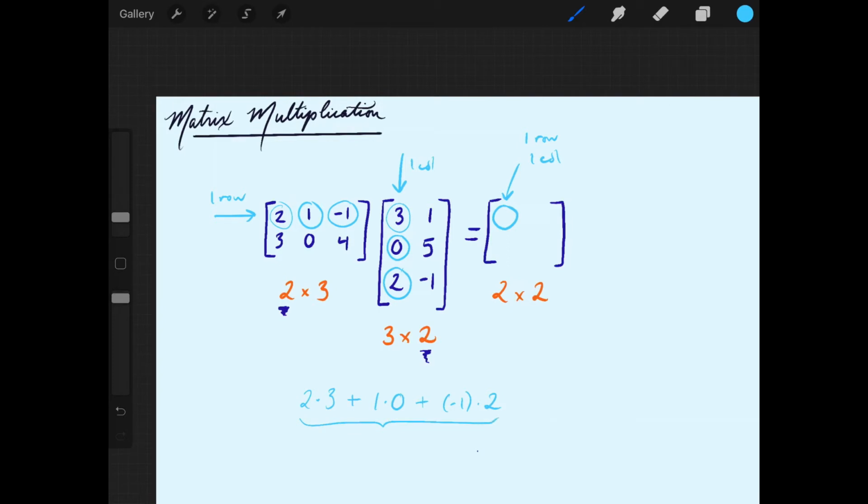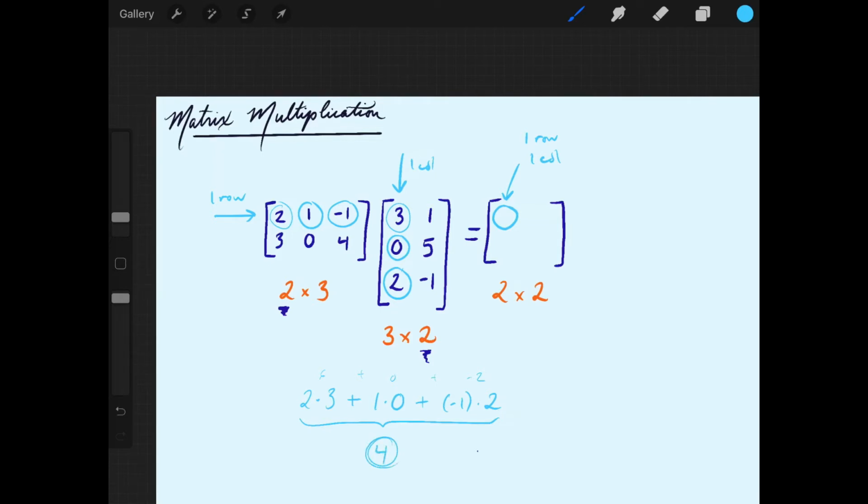Now I have this arithmetic problem here, which will simplify down to give me one single number. Let's simplify it. 2 times 3 is 6. 1 times 0 is 0. And -1 times 2 is -2. And we're adding these things together. So what is 6 plus 0 plus -2?